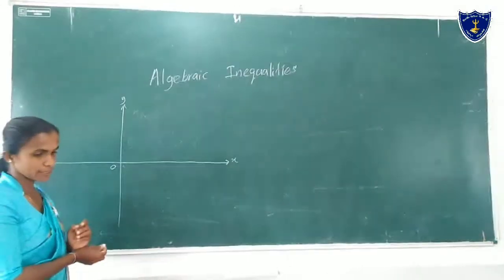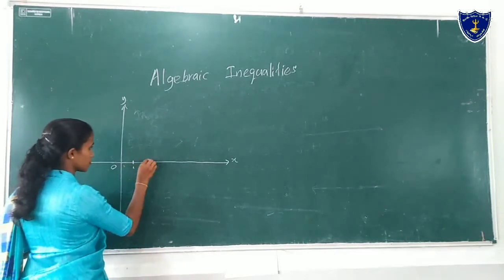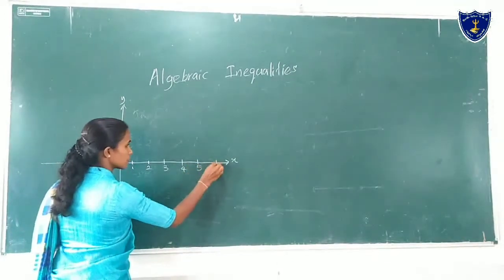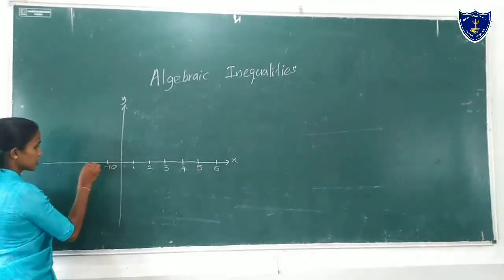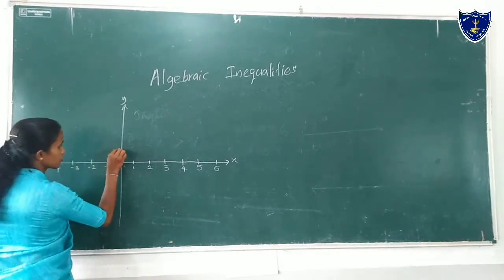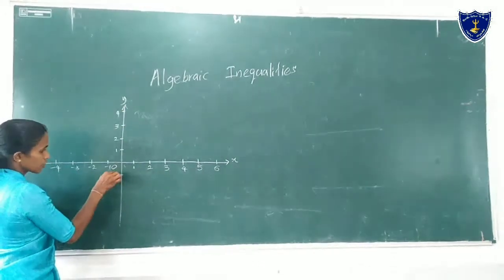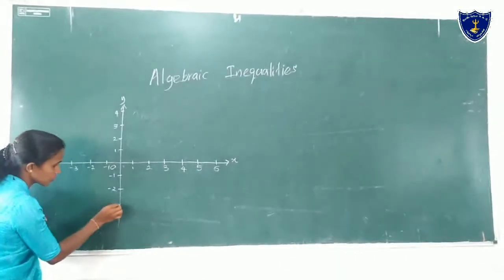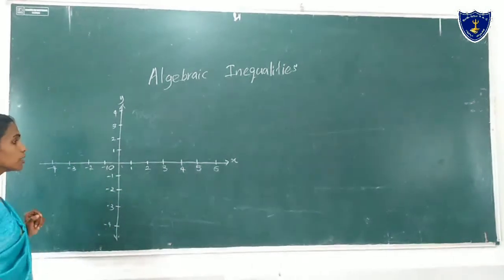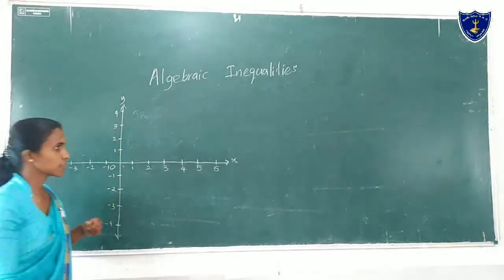This is the coordinate plane now. Positive 1, positive 3, positive 4, positive 6. Here, negative 1, negative 2, negative 3, negative 4. Positive 1, positive 2, positive 3, positive 4. Negative 1, negative 2, negative 3, negative 4. Now first I am going to draw the lines which are parallel to the y-axis.